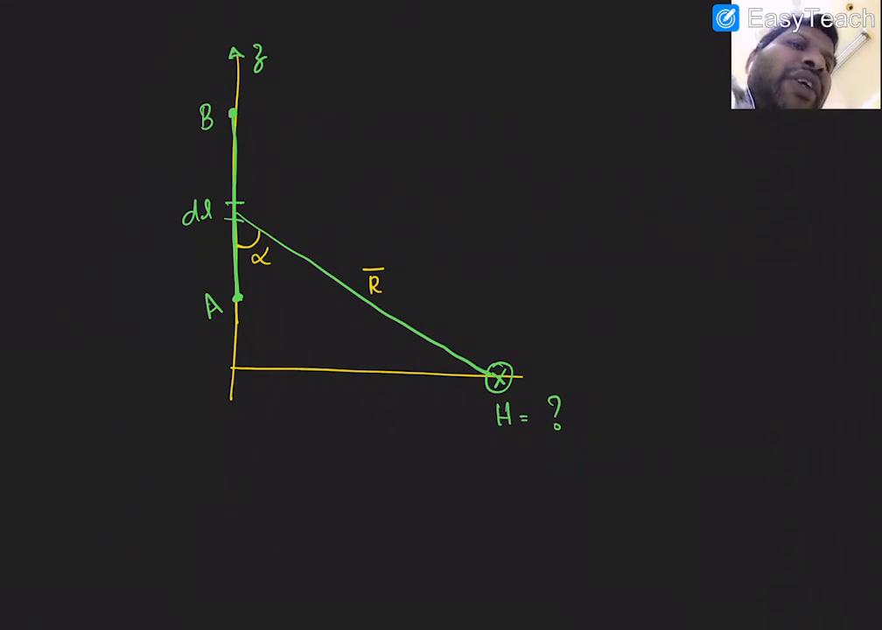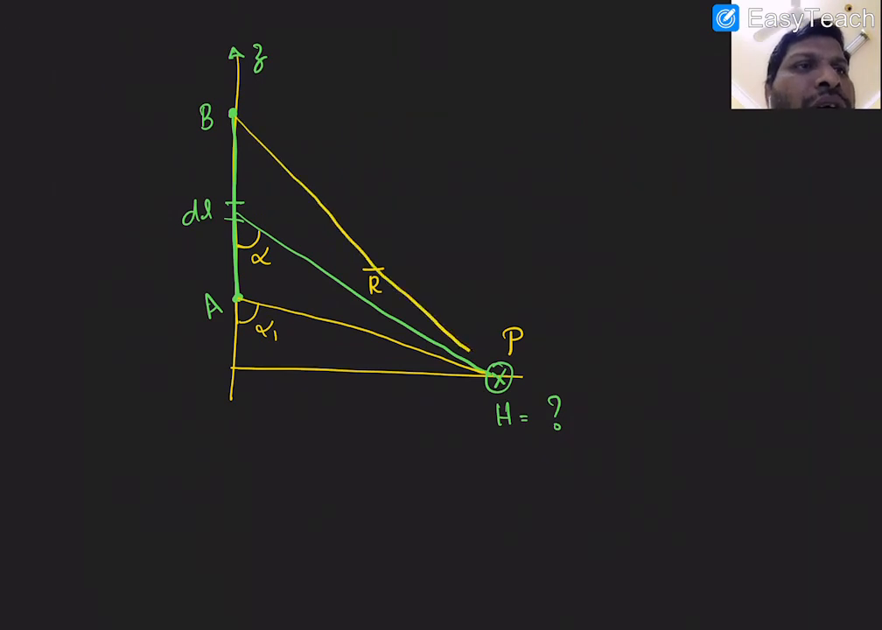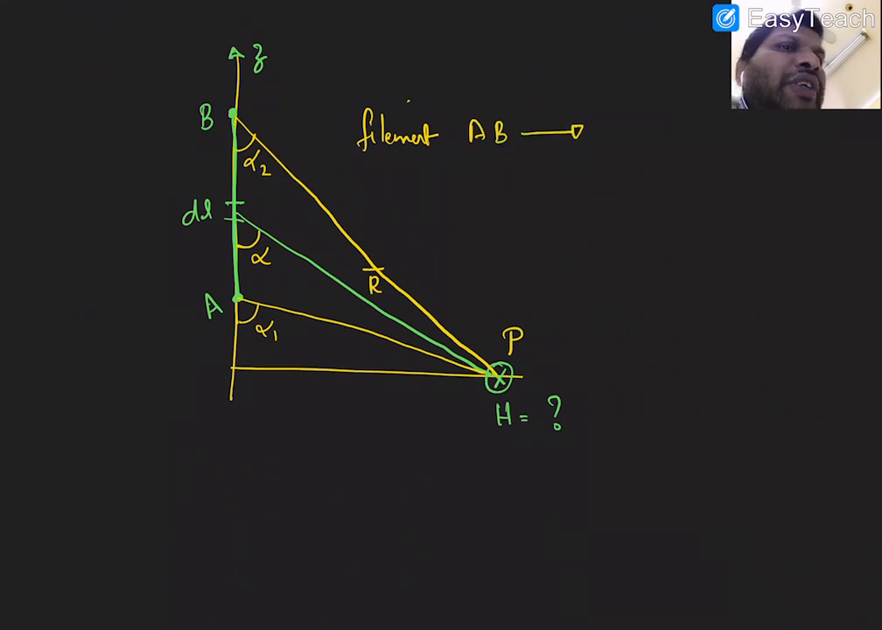In order to perform the integration from A to B, we can cleverly use some idea. I have joined A to the point P, and this angle is alpha 1, and I have also joined point B to point P, and this angle is alpha 2. So AB represents the current filament, which can be represented by a parameter that is changing, that means alpha changes from alpha 1 to alpha 2.